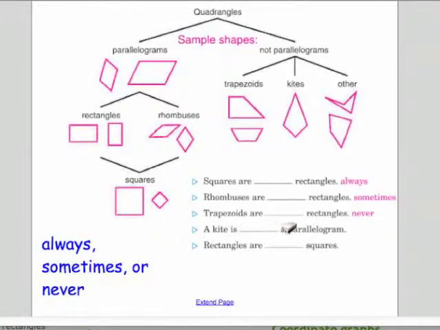A kite is a blank parallelogram. Never, a kite is never a parallelogram. A kite's over here, parallelograms, remember, in this umbrella. And rectangles are blank squares. Are rectangles always squares, or rectangles sometimes squares, or never? It is sometimes, okay? Because you can draw a rectangle that has four equal sides, it's still a rectangle, and that would be a square. Those are tricky, so you'll have some time in IXL to practice the quadrangles.